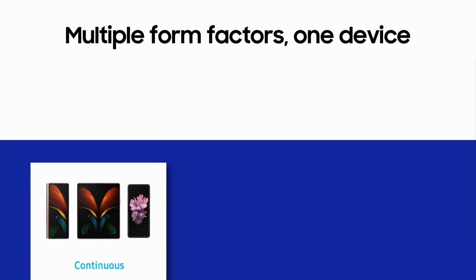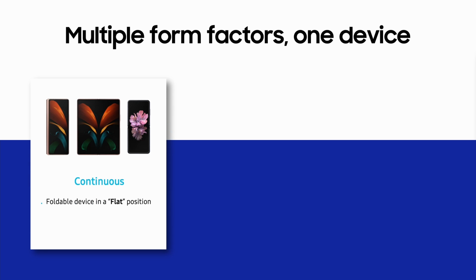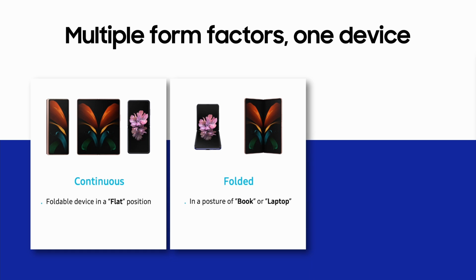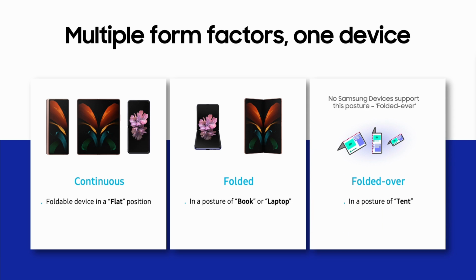So, you probably saw these during our highlights. Again, with foldables, we can have multiple form factors available with just one device. Let's properly name these postures and form factors. The first one is called continuous, when a foldable device is in a flat position, like when the Galaxy Fold is open. Second one is folded, like when you fold your Galaxy Flip in a posture of book or laptop. And lastly, other devices can be folded over in a posture similar to a tent.